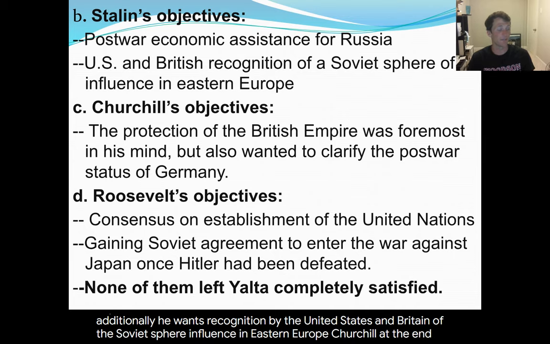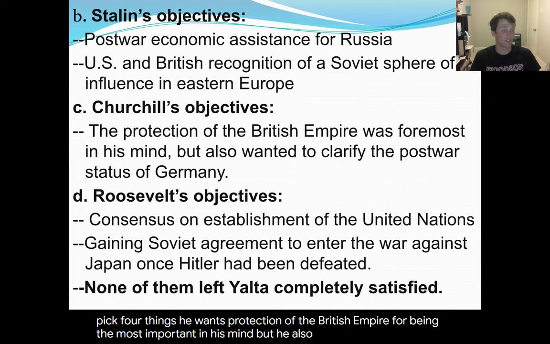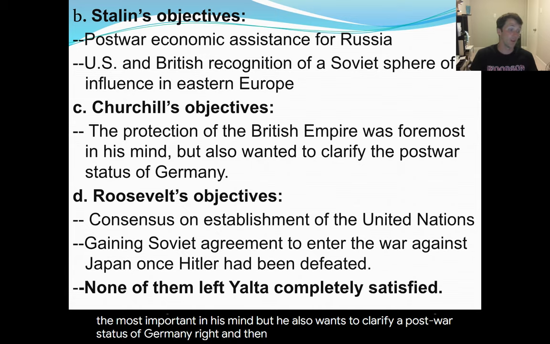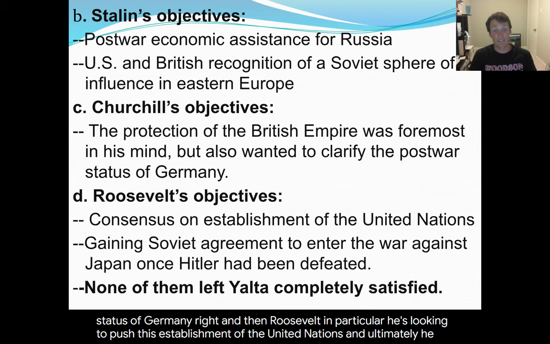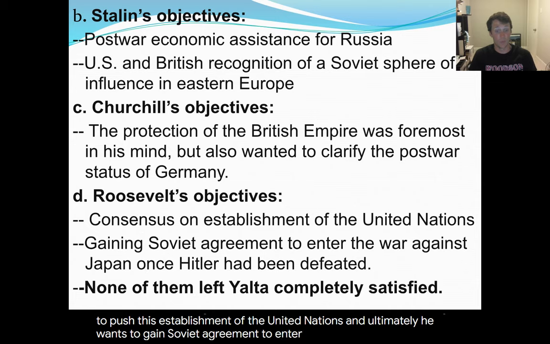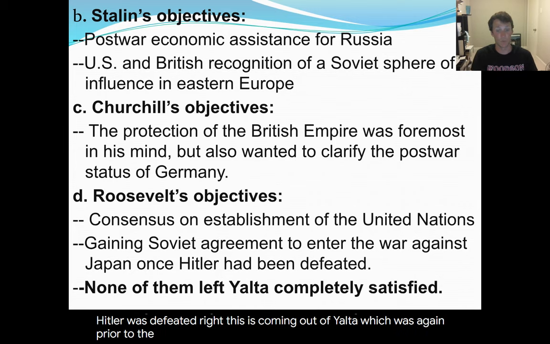Churchill, if he had to pick four things, wants protection of the British Empire, being the most important in his mind, but he also wants to clarify the post-war status of Germany. And then Roosevelt, in particular, is looking to push the establishment of the United Nations, and ultimately he wants to gain Soviet agreement to enter the war against Japan once Hitler was defeated. This is coming out of Yalta, which was prior to the end of the war.